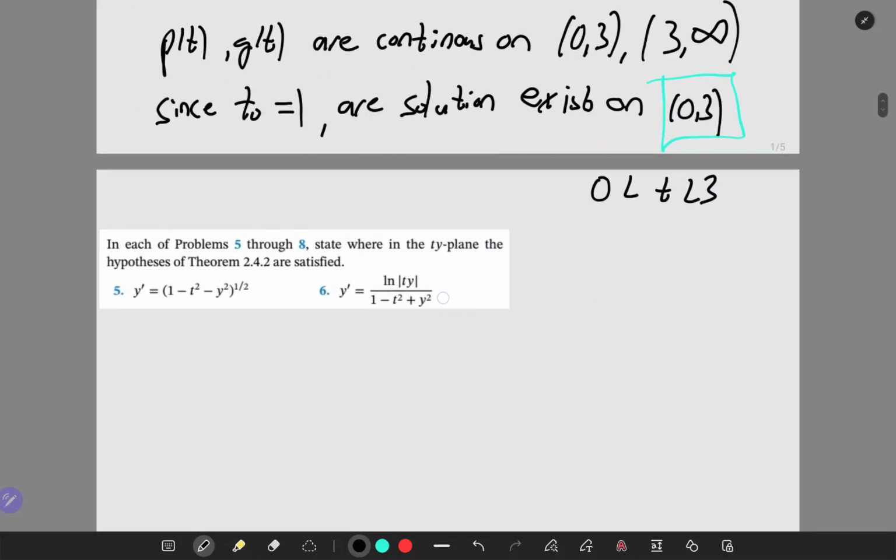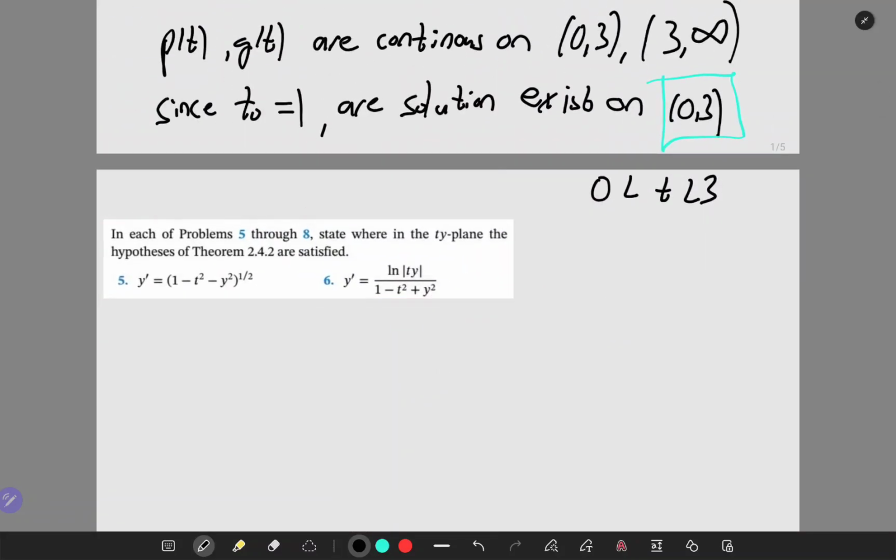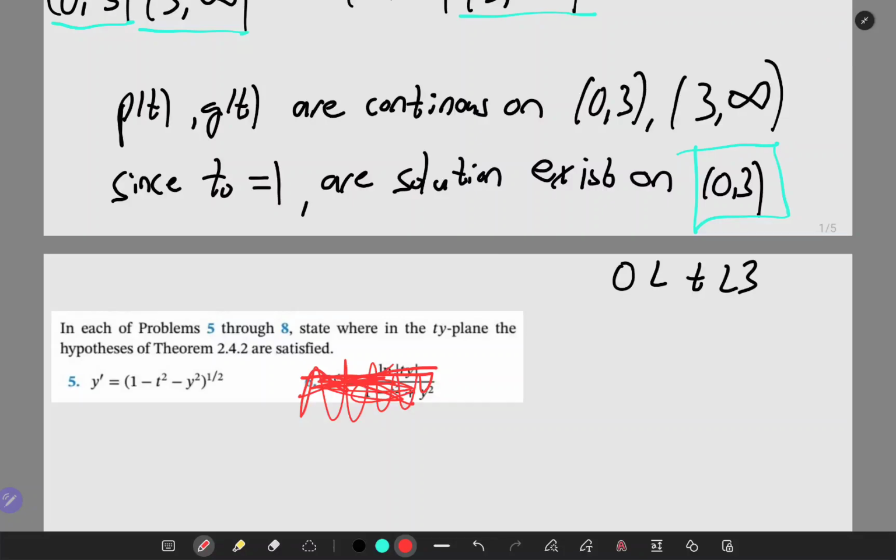Okay, so now let's look at the next problem here. We're just going to look at number 5. Forget about number 6. Just scribble that out. Pretend that doesn't exist. Okay, so for this one it says state where in the ty plane the hypothesis of theorem 2.42 are satisfied. Theorem 2.42 is the existence and uniqueness theorem for nonlinear ODEs.